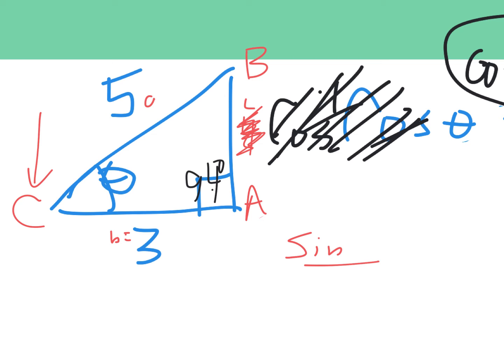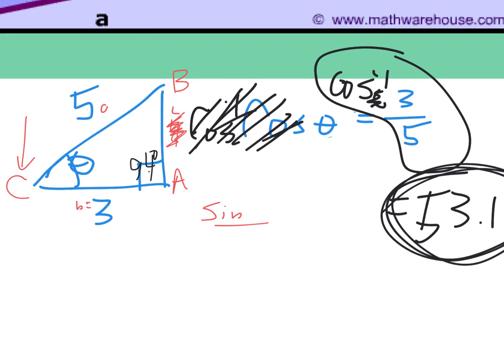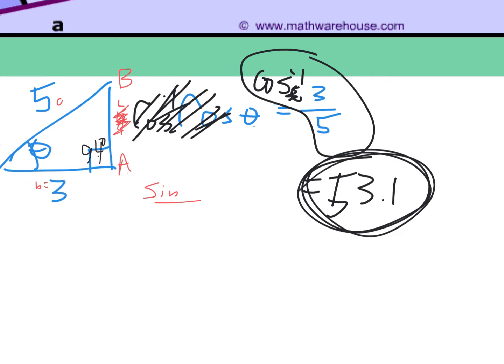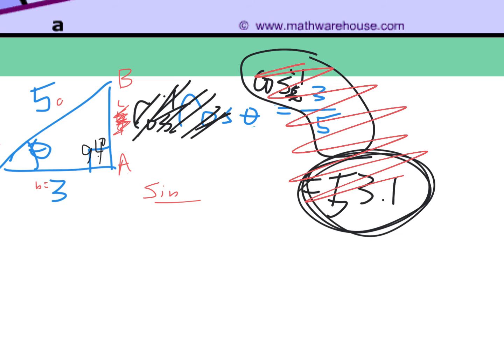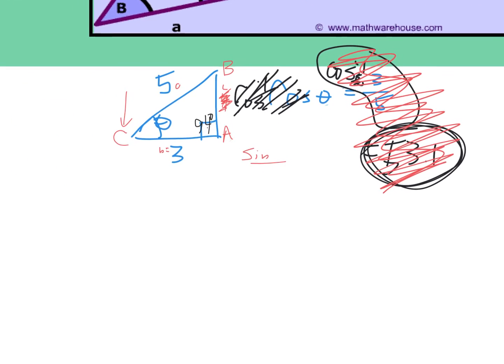53.1? No, that's gone now. If you guys were going under the assumption that 53.1 is still in the problem, I apologize. I changed the problem, so it's not a right triangle anymore. So that is not 53.1 anymore.